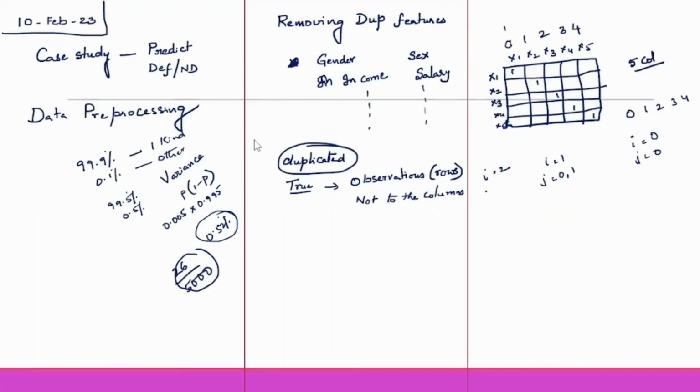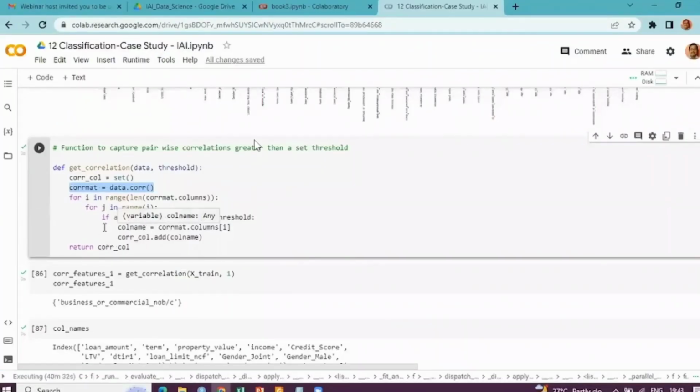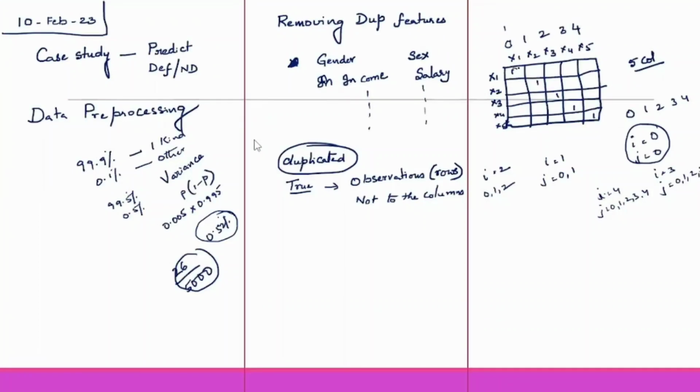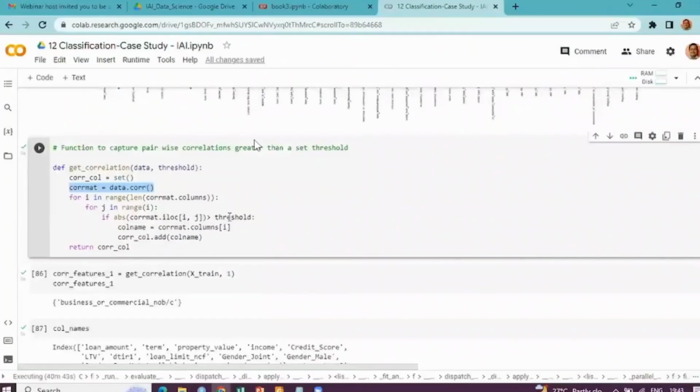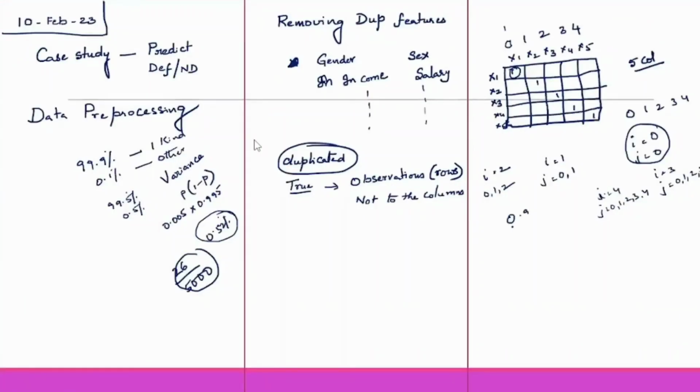I is 2, J is in the range of I, so it becomes 0, 1, 2. Similarly, I equal to 3, J becomes 0, 1, 2, 3. And I equal to 4, J will become 0, 1, 2, 3, 4. Now in the first loop, only I equal to 0, J equal to 0. Then you look at the correlation matrix at the location ij, the correlation matrix 0, 0. If it is greater than the threshold, which I will set as a very high threshold, let's say 0.95.